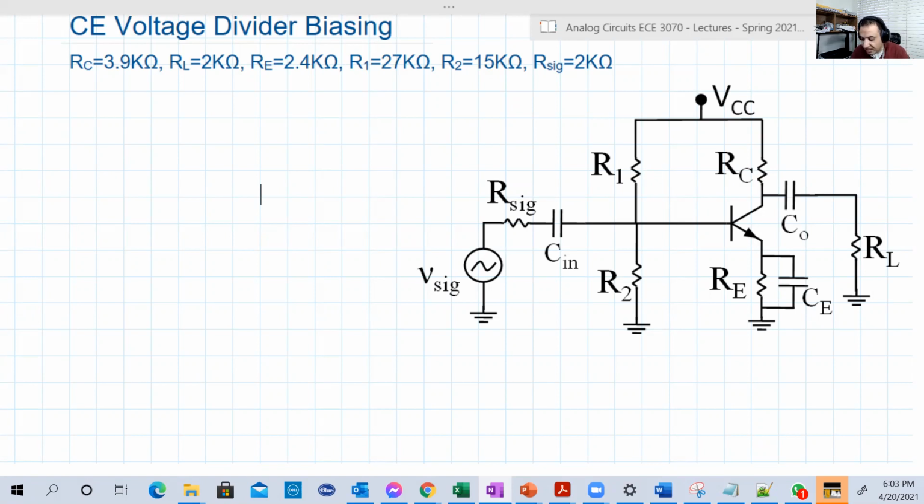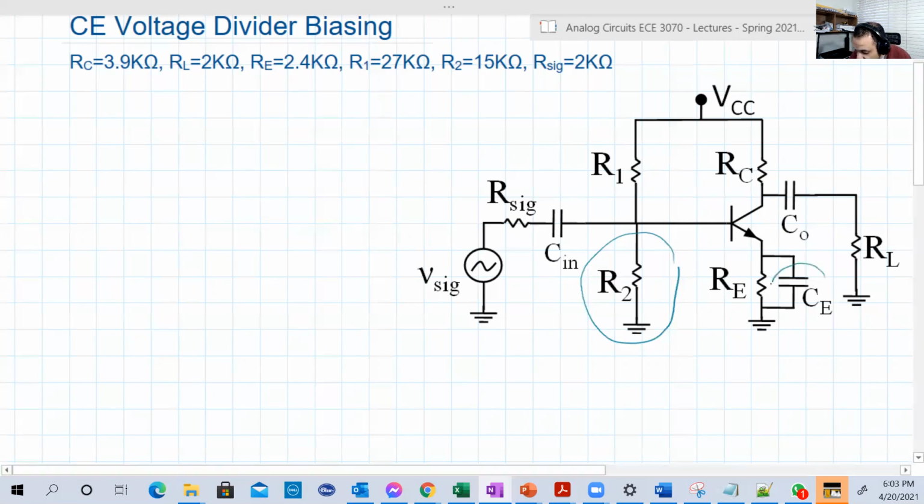The first one is another type of biasing, which is very famous, which is the voltage divider biasing here. So in the previous two examples, this resistance, R2, was not there. Now we have this resistance, which makes it voltage divider biasing. Also, we have this new capacitor here.